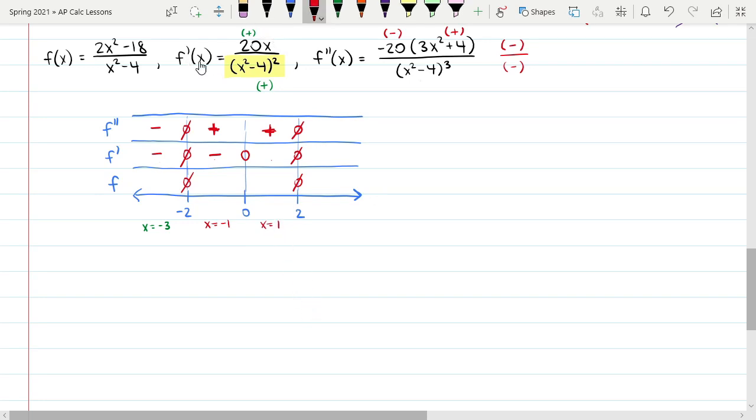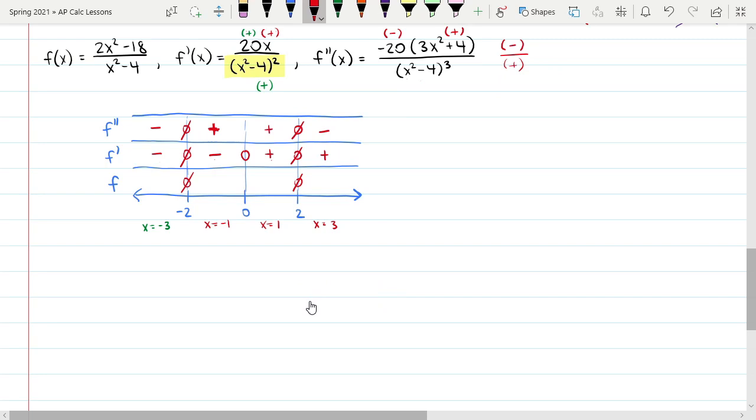Well, that means then in f prime, we have a positive times a positive divided by a positive, which of course is positive. And then finally, greater than 2, we can use x equals 3. So for f prime, that's going to be a positive times a positive divided by a positive. That is all positive. And then for f double prime, again, the numerator is always going to be a negative. But if I put in a 3 for x, I'm going to have a positive, which means f double prime will be negative.